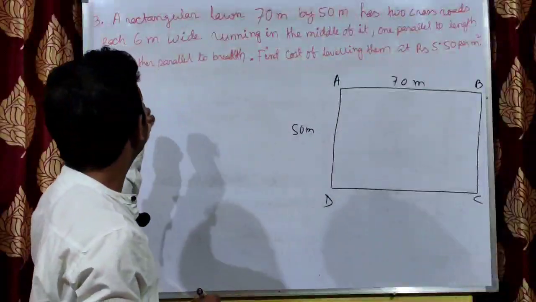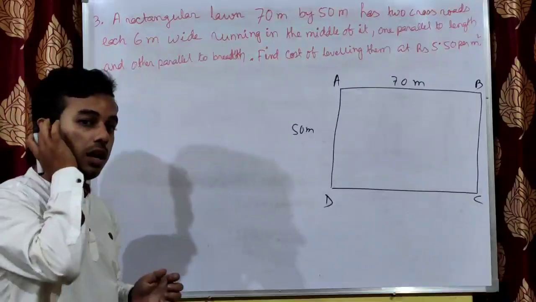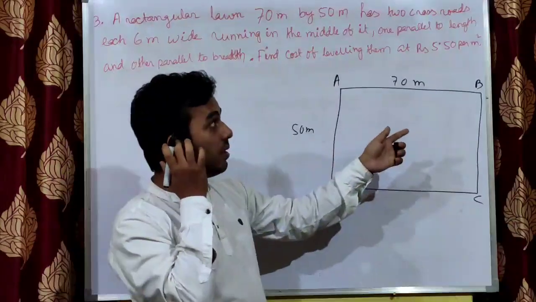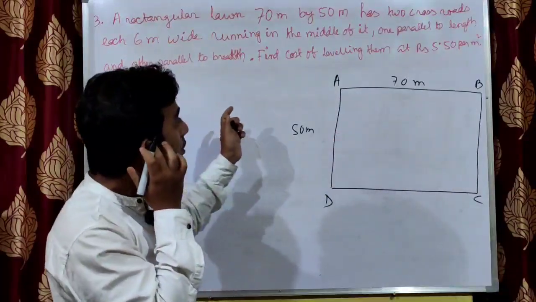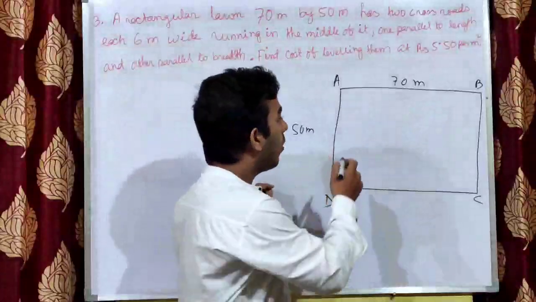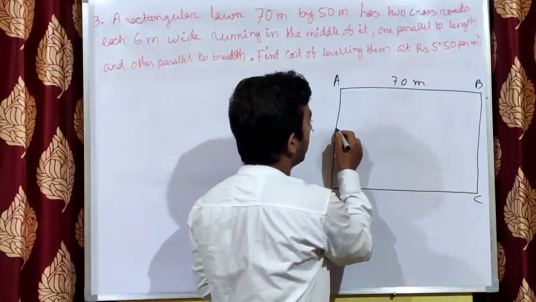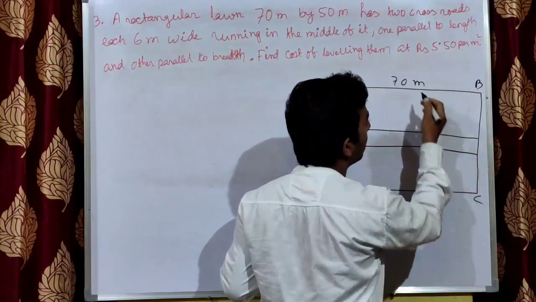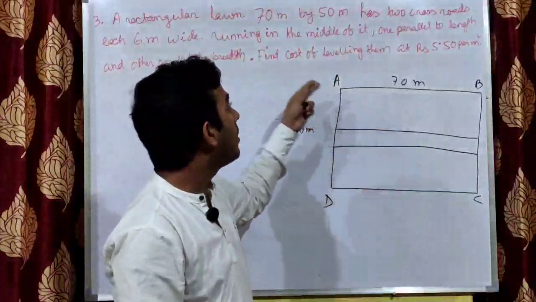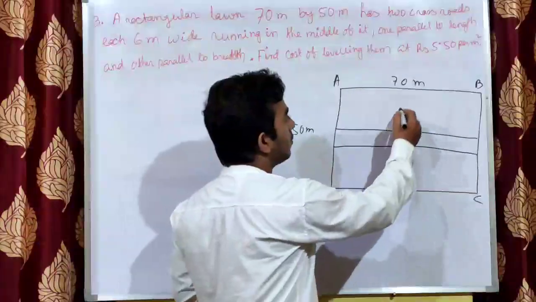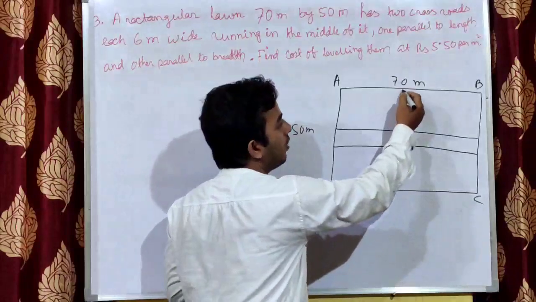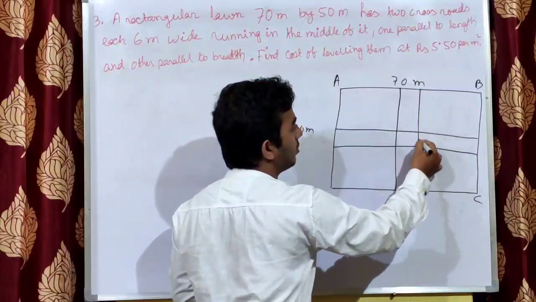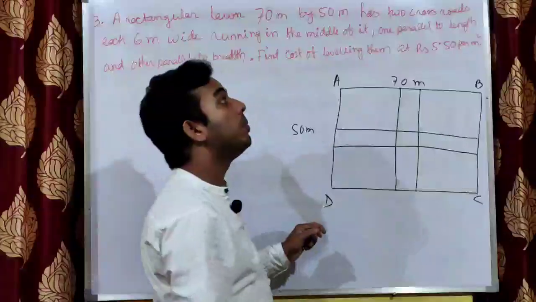Now two crossroads, each 6 meter wide, that means the width of the road is 6 meter. Running in the middle, one parallel to the length, that is, this is the length, that means one road is running parallel to the length. This road is running parallel to the length, right, and another parallel to the breadth. So this is the breadth and its parallel will be this side, right. So this is another road which is parallel to the breadth.